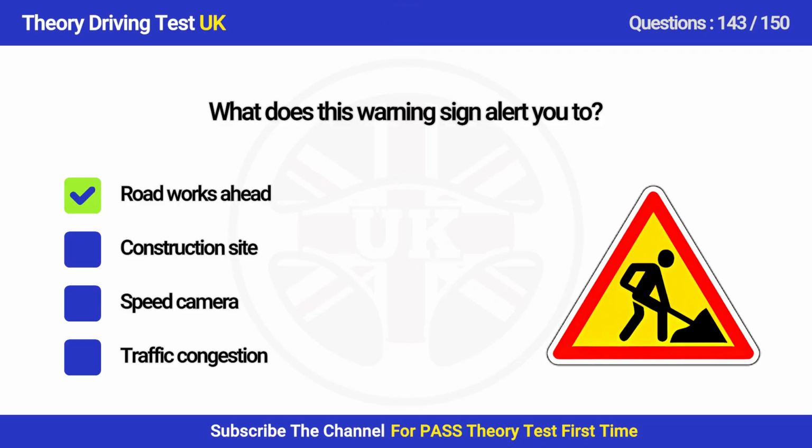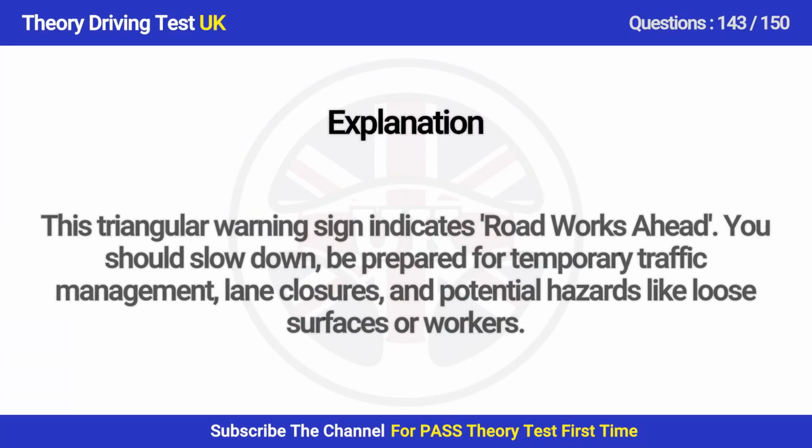Answer is A, road works ahead. This triangular warning sign indicates road works ahead. You should slow down, be prepared for temporary traffic management, lane closures, and potential hazards like loose surfaces or workers.